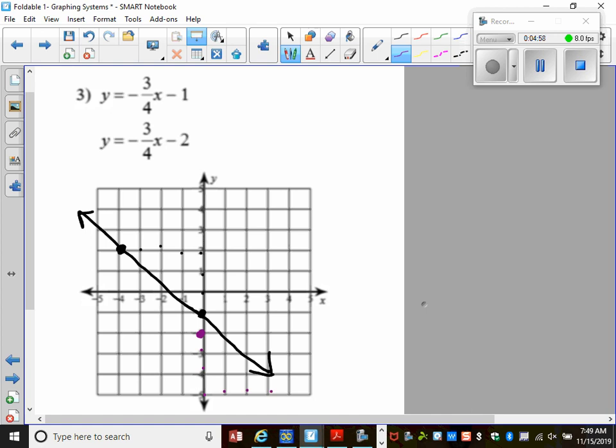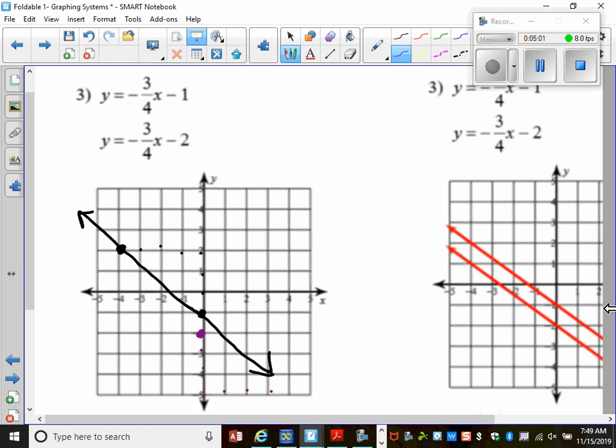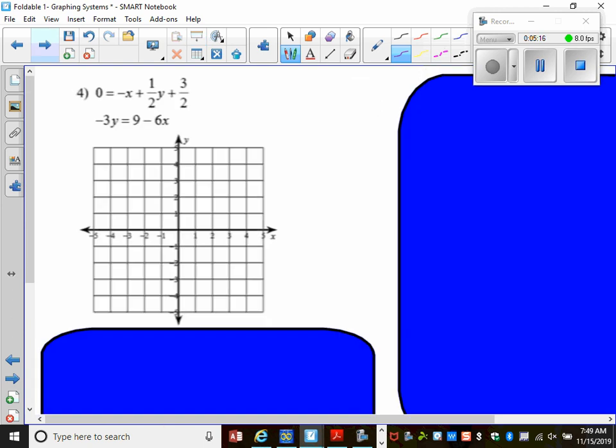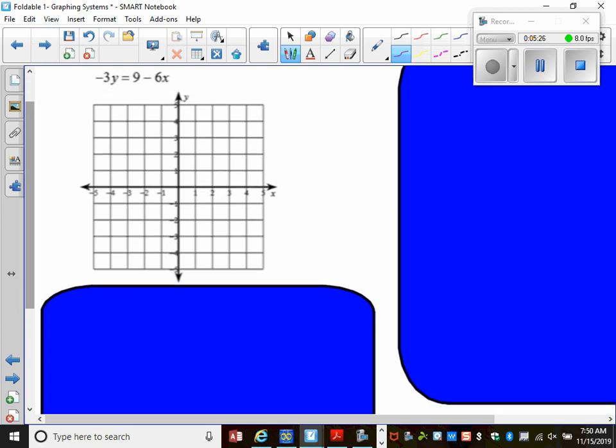This is going to be pretty tight. Let me see if I already have mine graphed over here. All right, so here's my graph. Because it's pretty close together. Okay. All right, and now for the next one, we have to actually solve this one. These are not in slope-intercept form. So in order to graph, you've got to put it in slope-intercept form. So let's go ahead and do that.